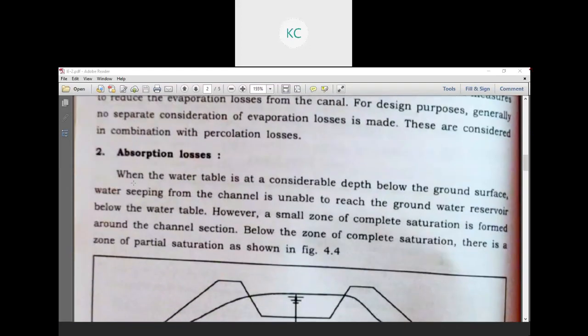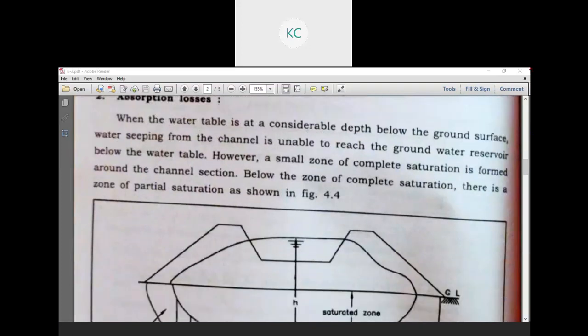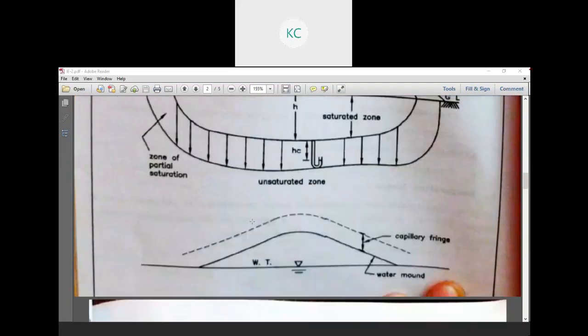When the water table is at a considerable depth below the ground surface, water seeping from the channel is unable to reach the groundwater reservoir below the water table. However, a small zone of complete saturation is formed around the channel section. Below the zone of complete saturation, there is a zone of partial saturation, as this figure indicates.